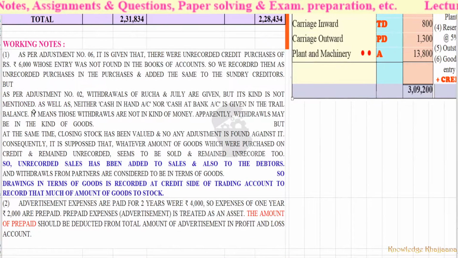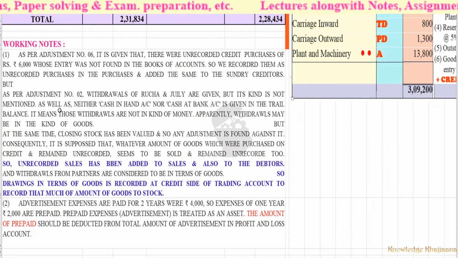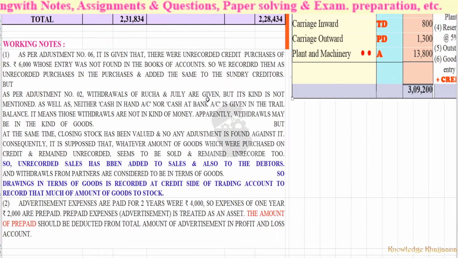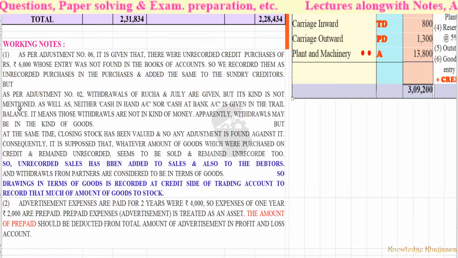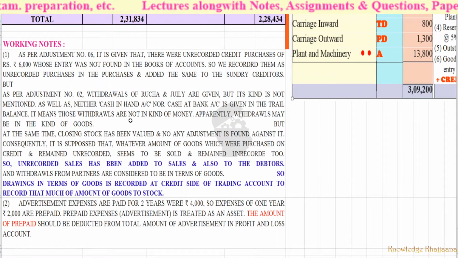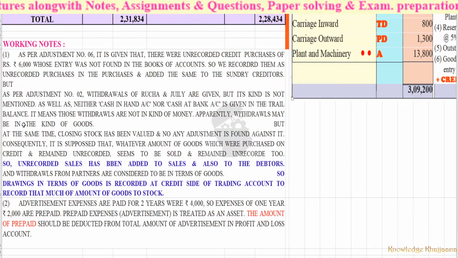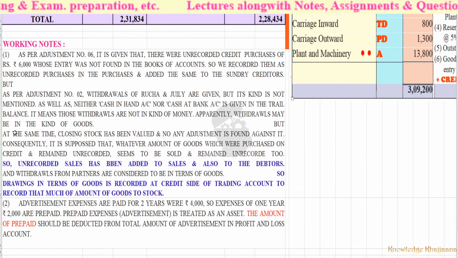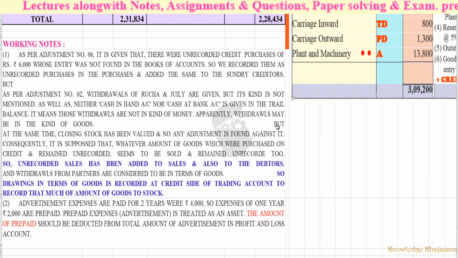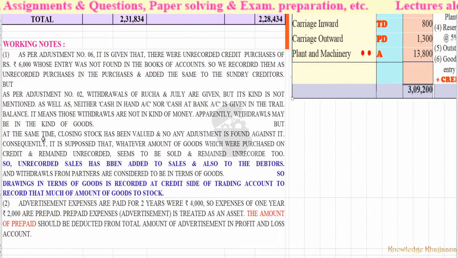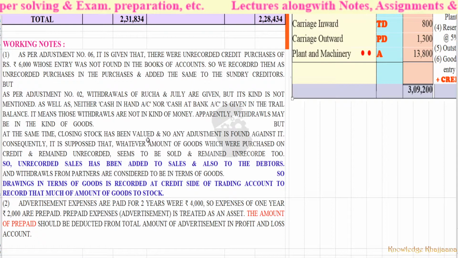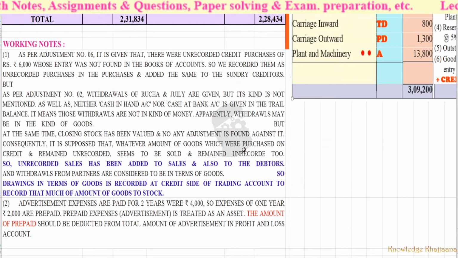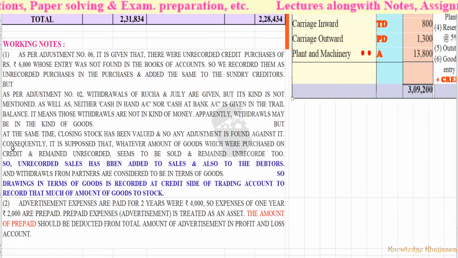But what is the remaining and important thing? As per adjustment number 2, withdrawals of Rucha and Julie are given, but its kind is not mentioned. As well as neither cash in hand nor cash at bank account is given in the trial balance. It means those withdrawals are not in the kind of money. Apparently, withdrawals may be in the kind of goods. But at the same time, closing stock has been valued. So no adjustment is found against it. See, there was no adjustment found against closing stock, right?